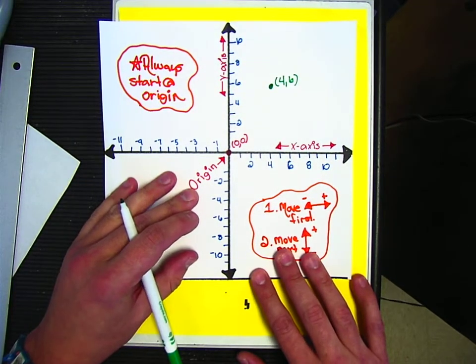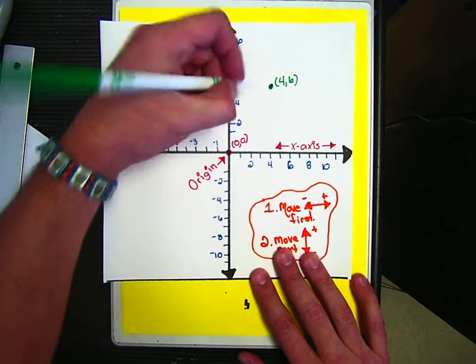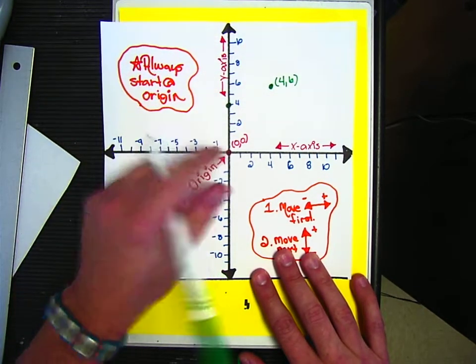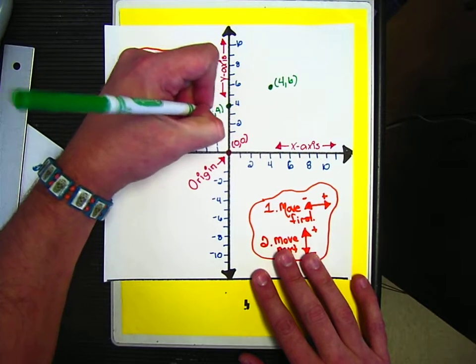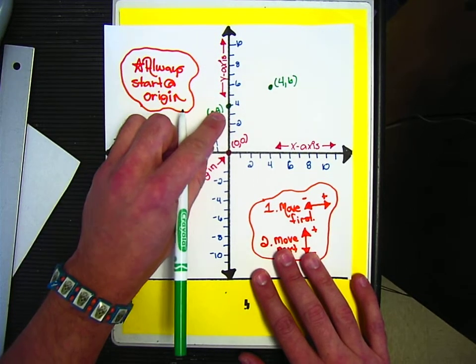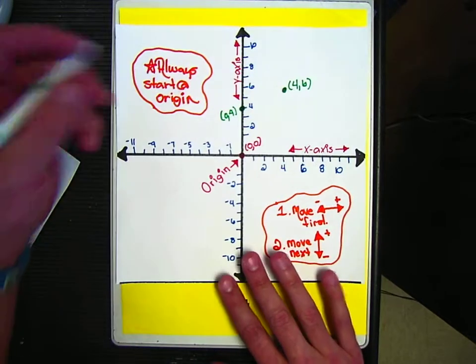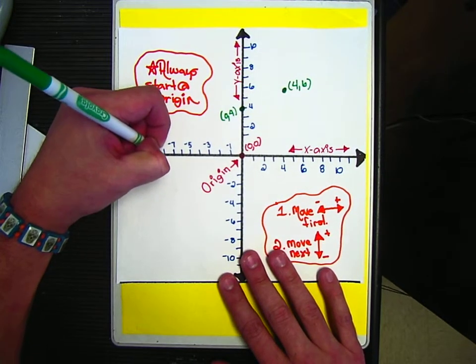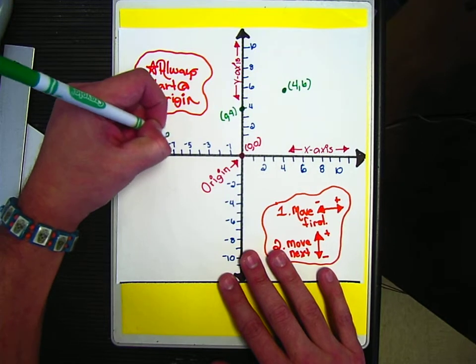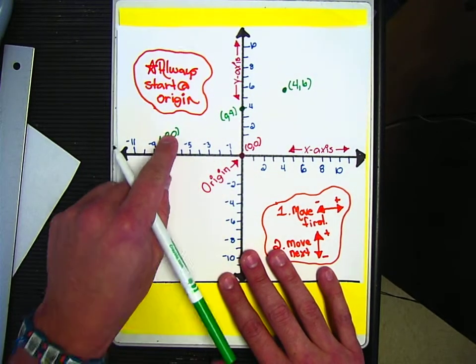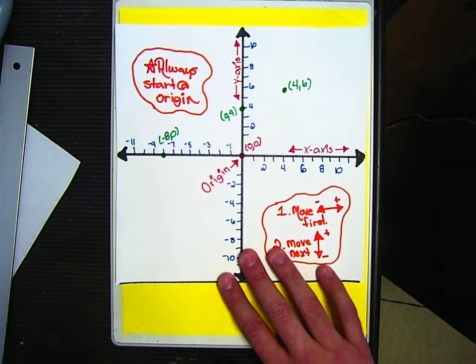The next point I want to graph is going to be at 0, positive 4, right here. This is going to be directly on the y-axis because since my first coordinate was a 0, I didn't move left or right, I just went up 4 steps. Also, you can have points on the x-axis. For example, let's look at the point -8, comma 0. That means I moved -8 steps to the left, but I didn't move up or down. This point's on the x-axis.